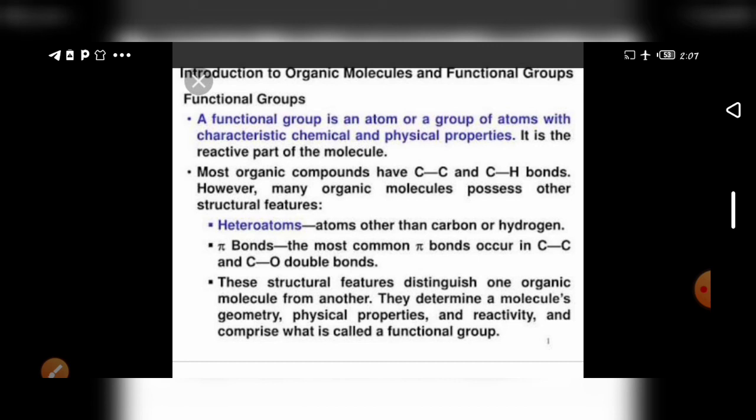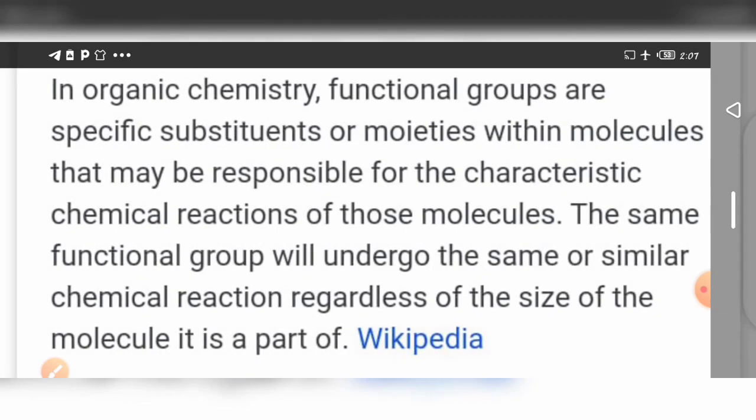These determine the function of the organic compound, that is, the chemical properties of the organic compounds. Already we know C-C single bond is alkane, C=C double bond is alkene, C≡C triple bond is alkyne. Okay, next, in organic chemistry, functional groups are specific substituents or groups within molecules that may be responsible for the characteristic chemical reactions of those molecules.